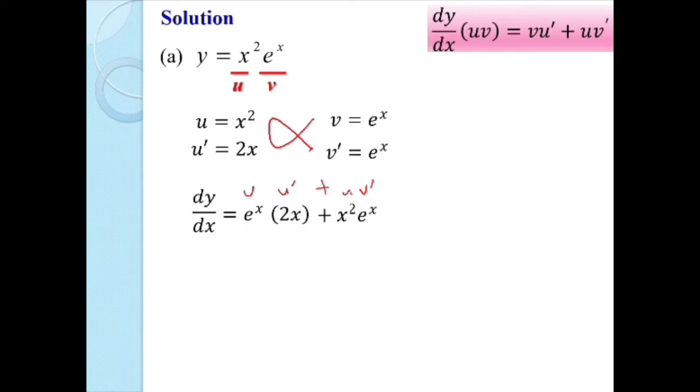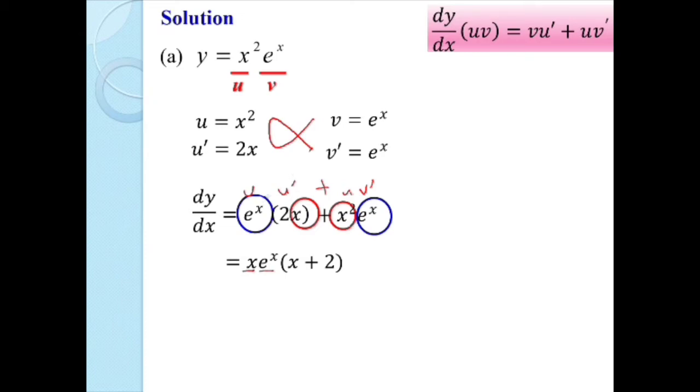The final answer must always be in the simplified version. What does simplify mean? It simply means factorize everything until you cannot factorize. Here, you can factorize e to the power of x and also x power 1. So factorize x power 1 and e to the power of x.